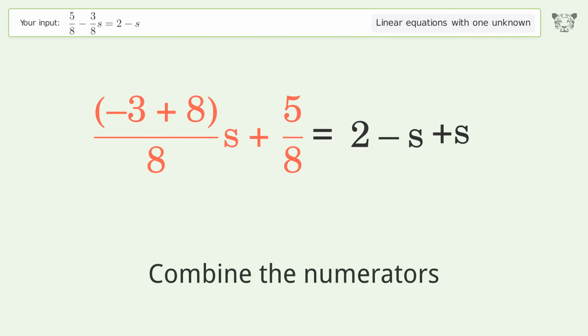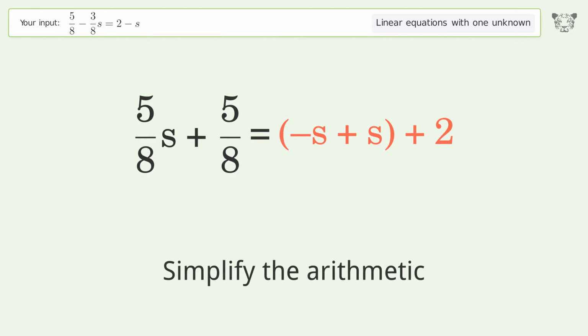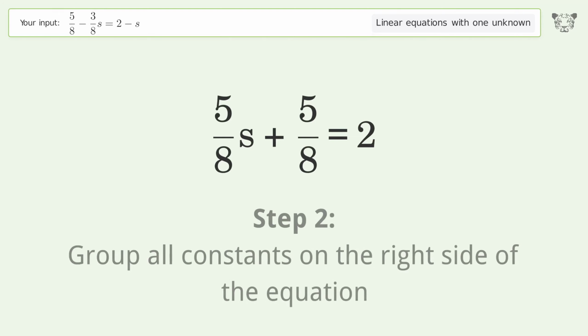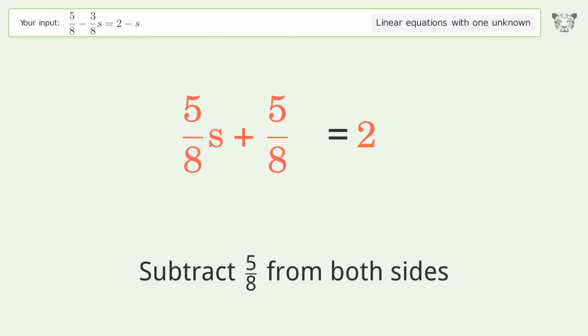Combine the numerators. Group like terms. Simplify the arithmetic. Group all constants on the right side of the equation. Subtract 5 over 8 from both sides.